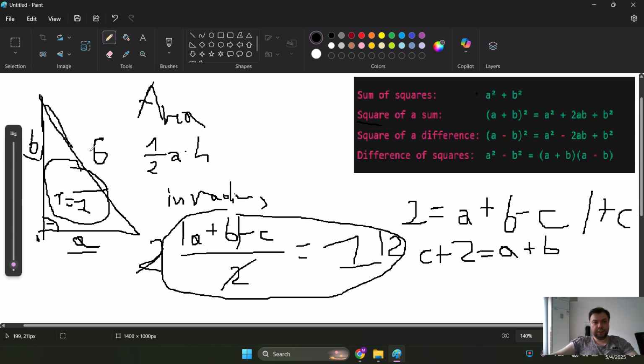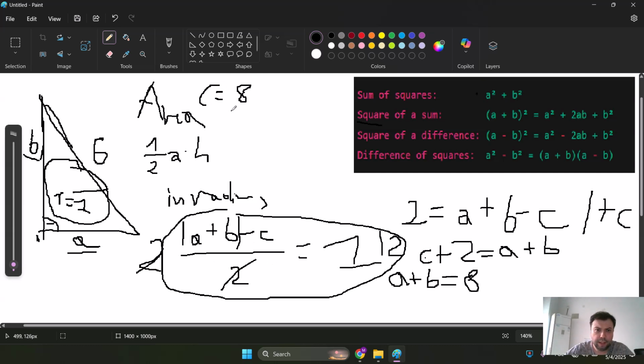How much is c? C is 6. So we know that 6 plus 2 equals a plus b. So we know that a plus b equals 8. Okay, so it's a very important information. We already know a lot. We know that c equals 6, but a plus b equals 8.